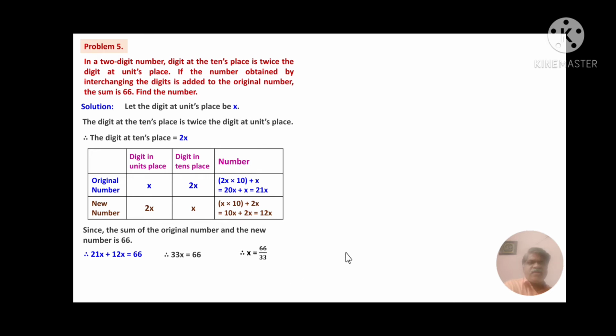x is equal to 66 upon 33. Therefore, we can write x is equal to 2. So friends, the original number is equal to 21x, means 21 into 2, that is 42.